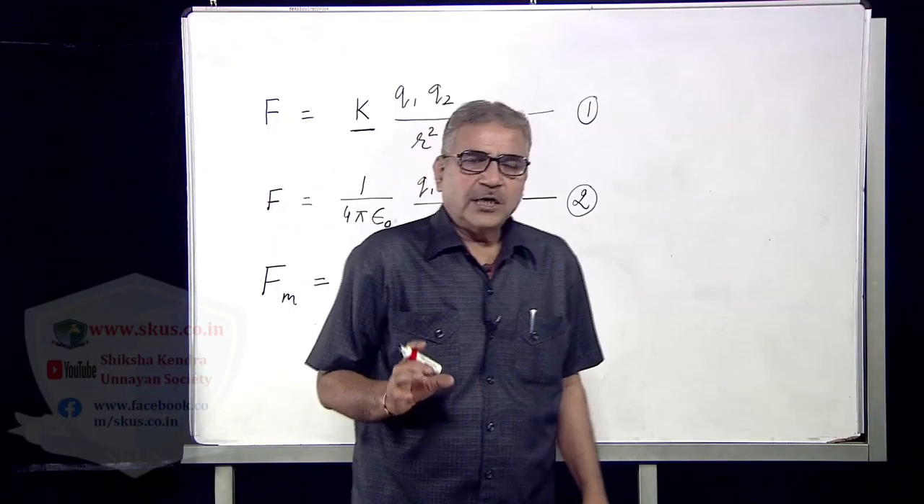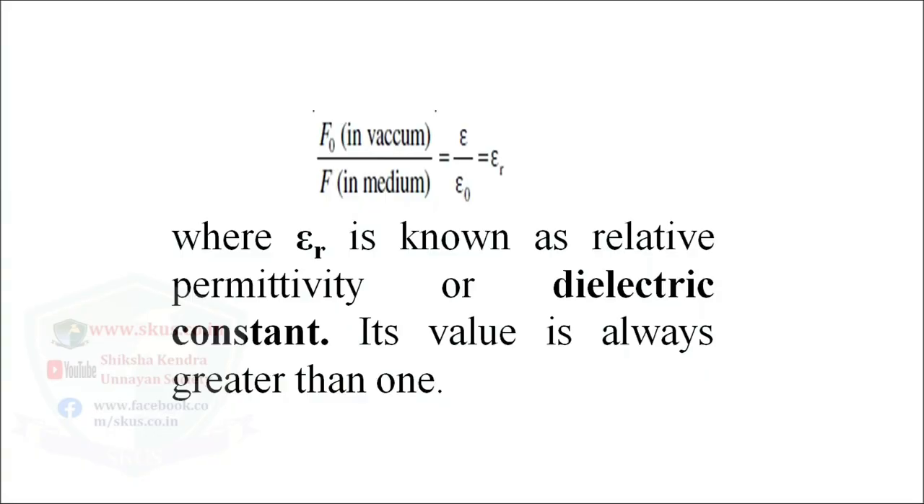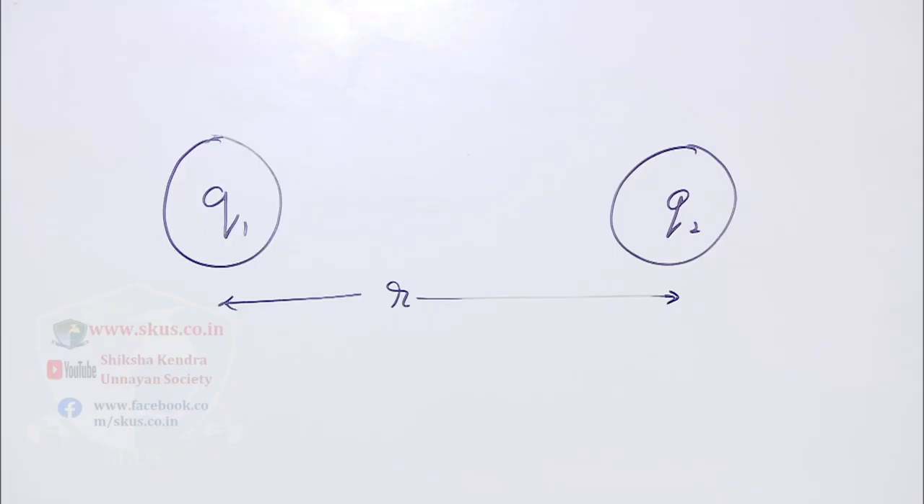We have seen how we can write Coulomb's law in the mathematical form. Mathematically we can write that F in vacuum divided by F in medium, that is F upon F naught, is equal to epsilon R, that is the relative permittivity. Now we will explain Coulomb's law in the vector form. Let there be two point charges Q1 and Q2. They are separated by a distance R.